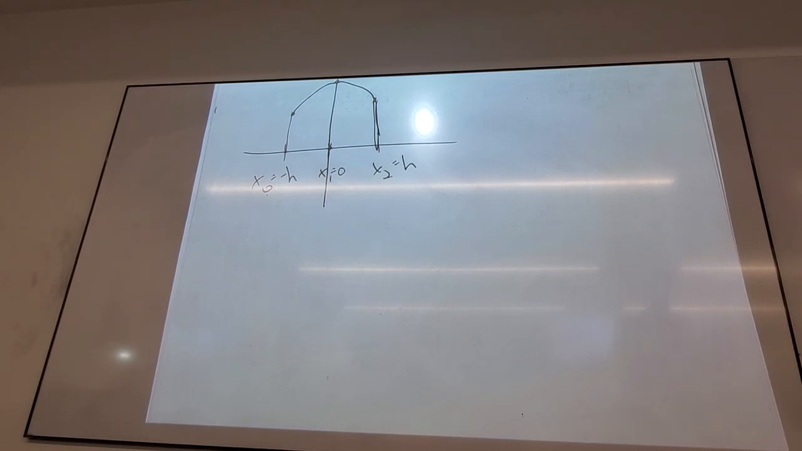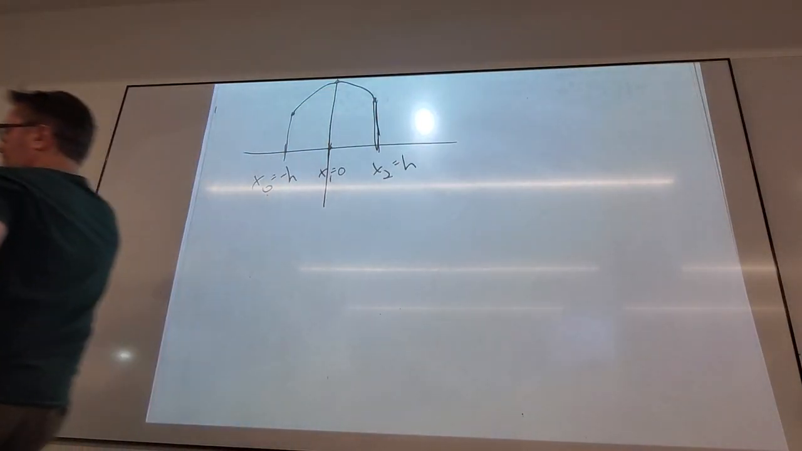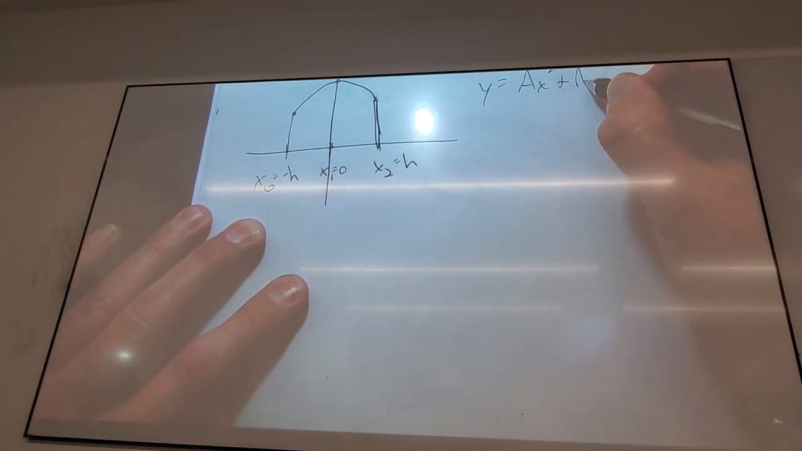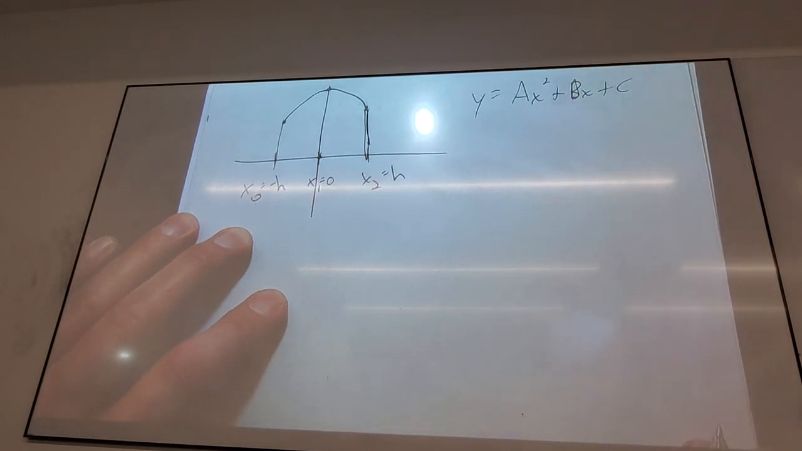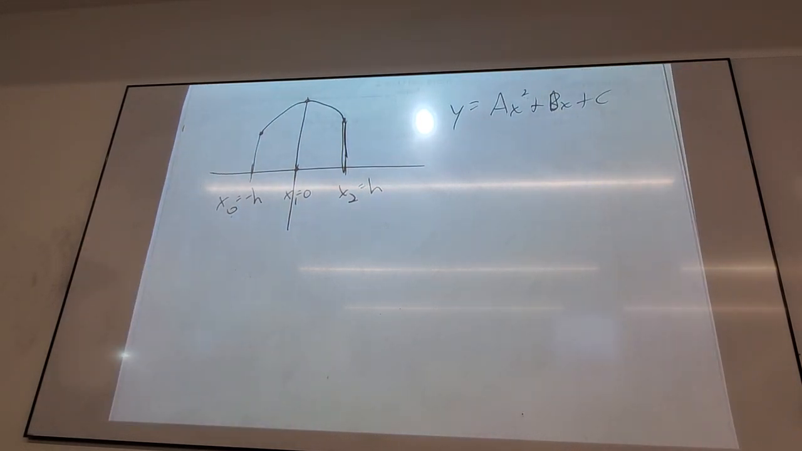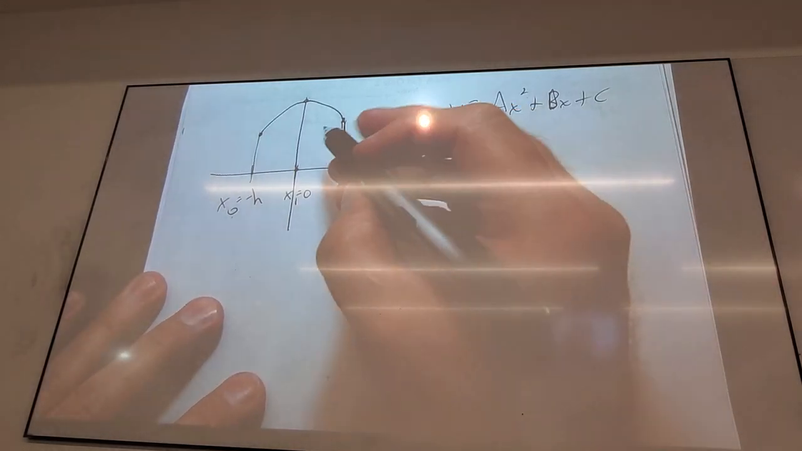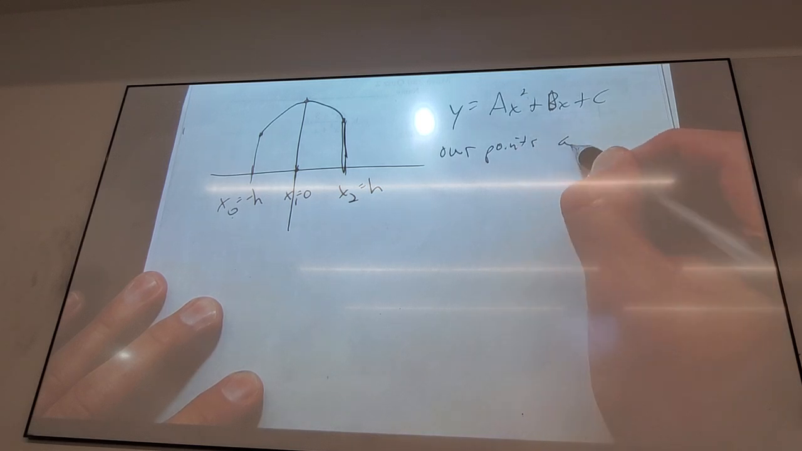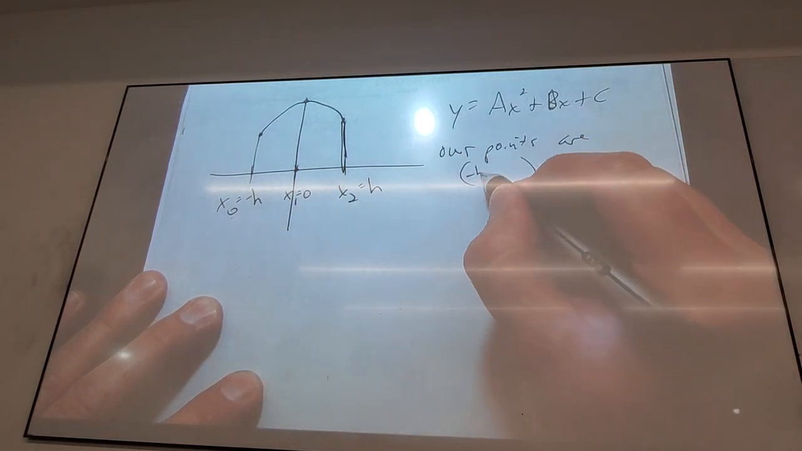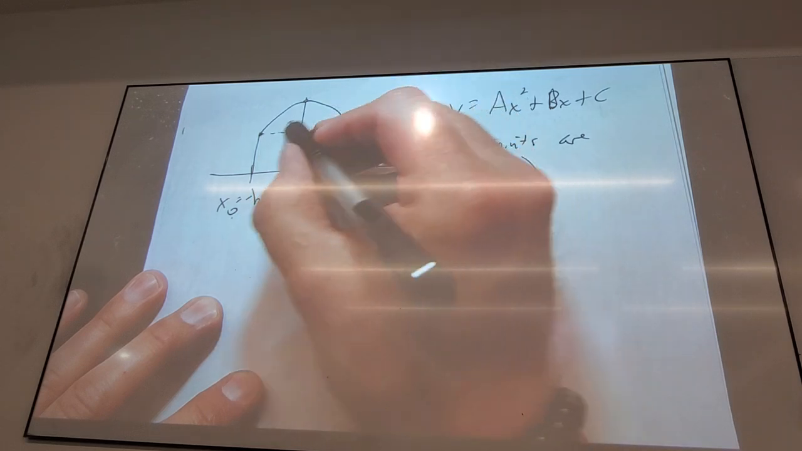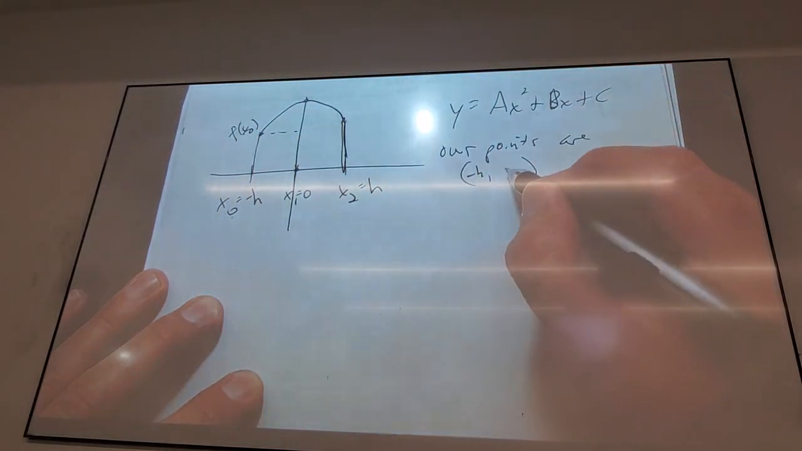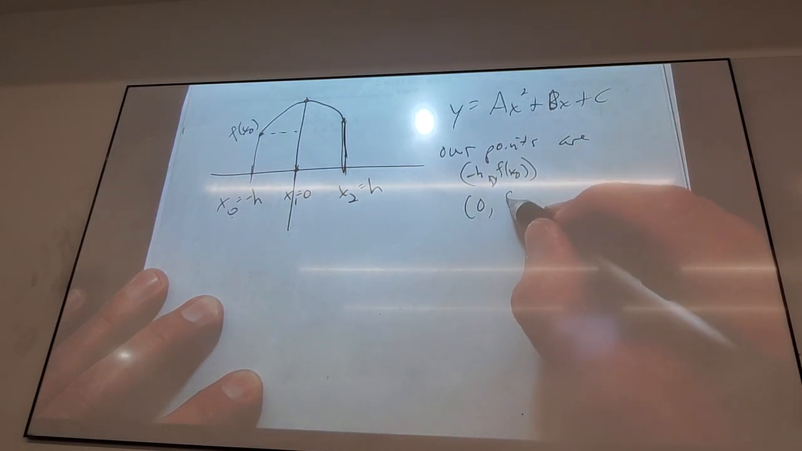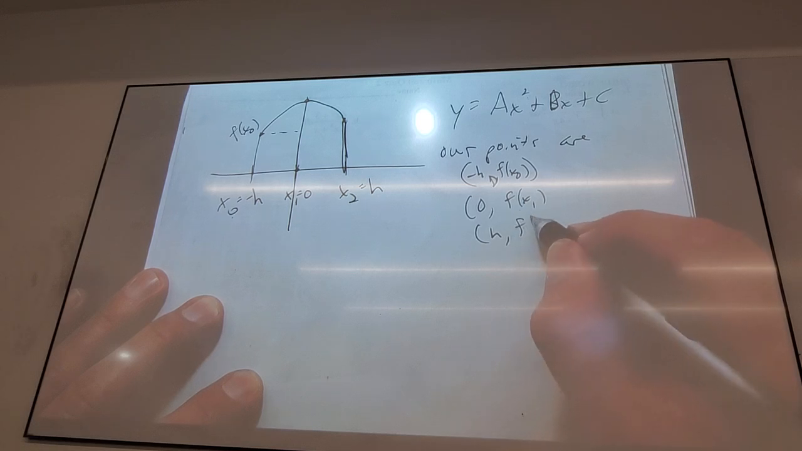Now, remind me again, what's the general form of a quadratic? ax squared plus bx plus c. Okay, I like it. I'll make it all capital. And what points are we using for our parabola to go through? Negative h, f of x0, 0, f of x1, and h, f of x2. Is that cool?